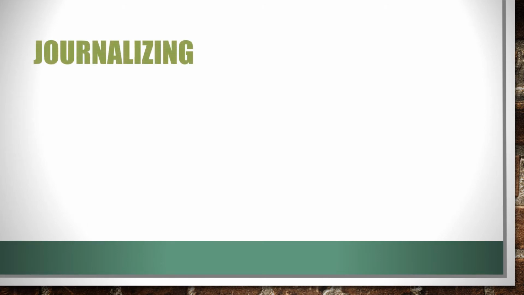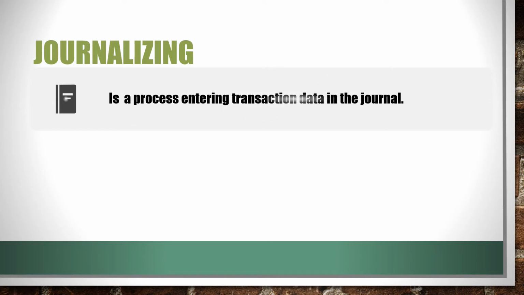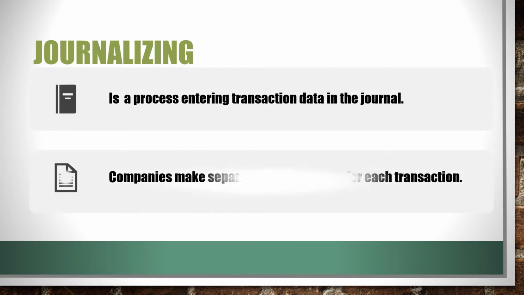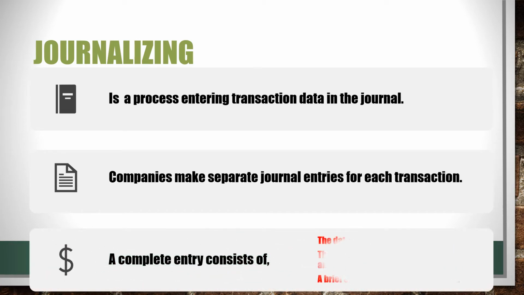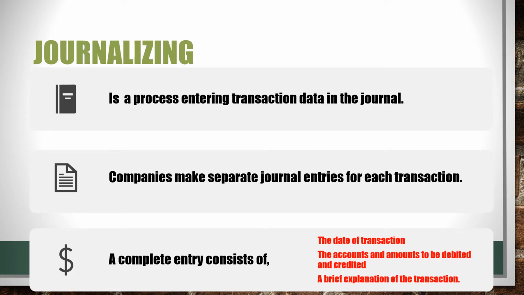Students, do you know what is journalizing? Entering transaction data in the journal is known as journalizing. Companies make separate journal entries for each transaction. A complete entry consists of the date of transaction, the accounts and amounts to be debited and credited, and a brief explanation of the transaction.